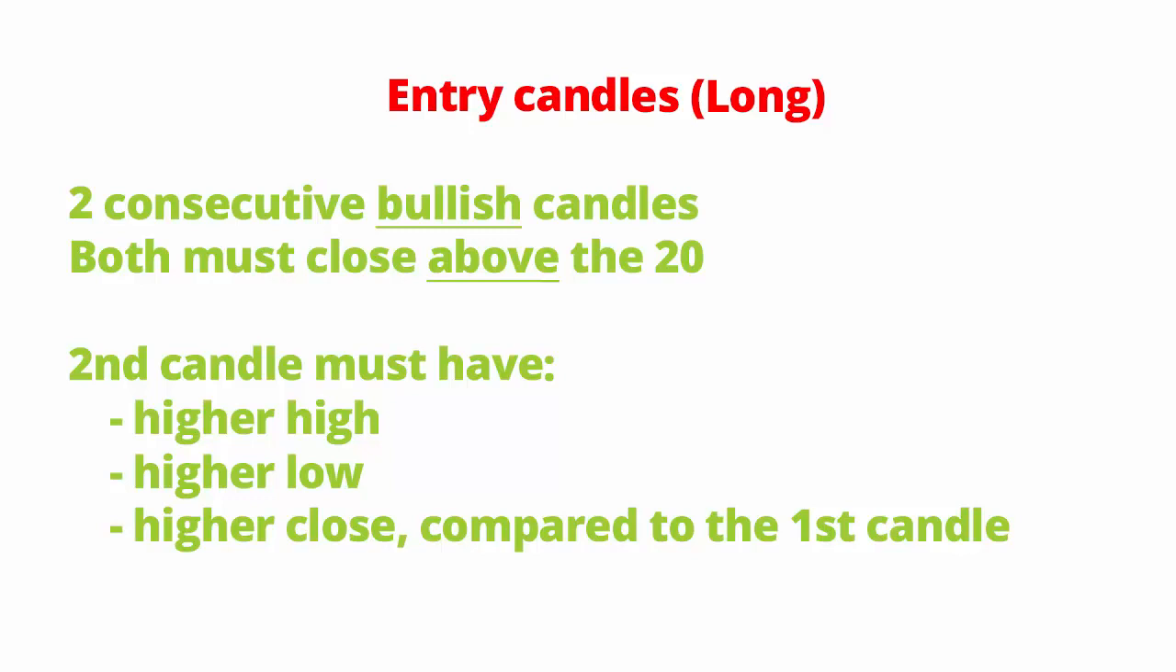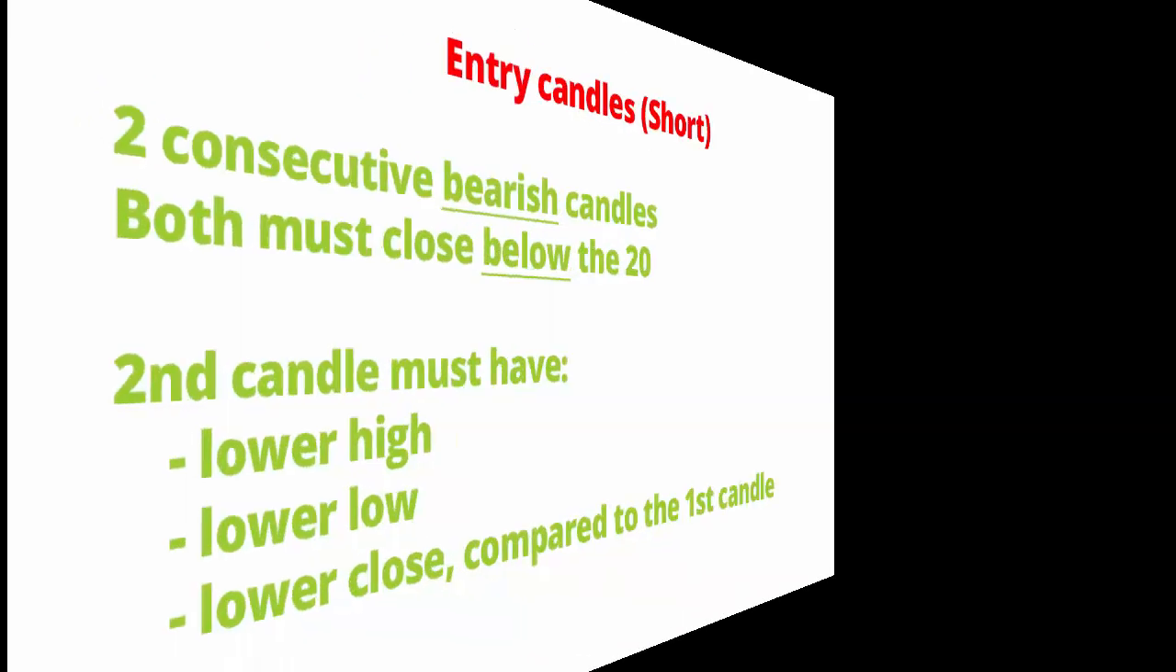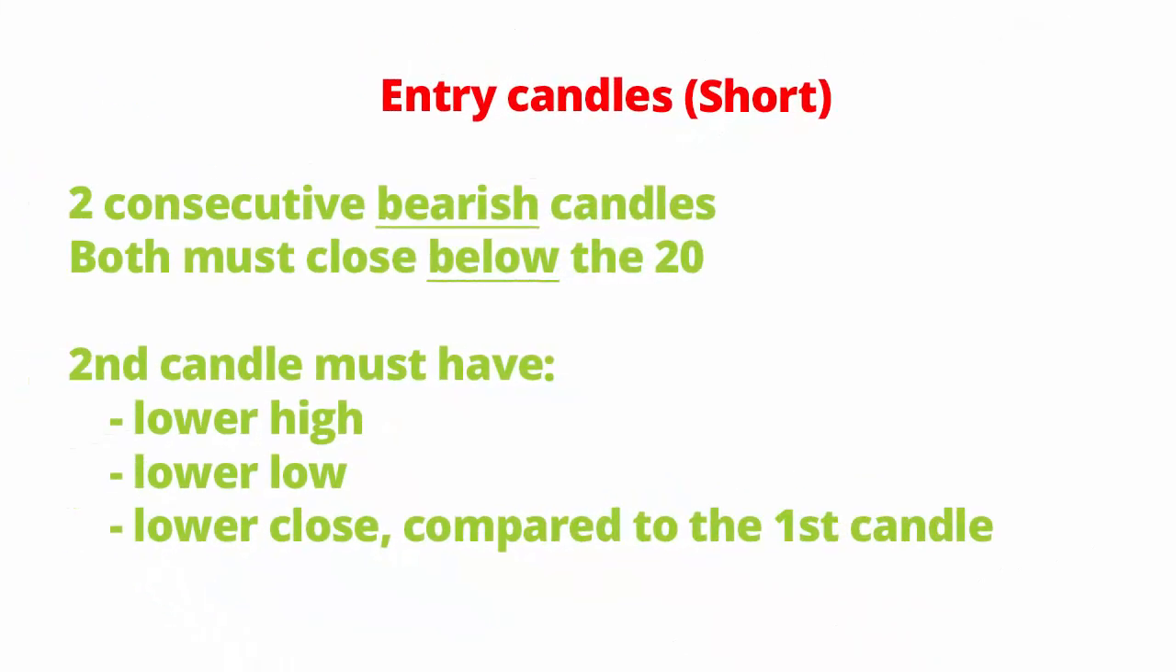For this, I define a strong move up as 2 consecutive bullish candles, each closing above the 20 simple moving average, and the second candle has a higher high, higher low, and higher close compared to the first candle. Similarly, a strong down move is 2 consecutive bearish candles, each closing below the 20 simple moving average, and the second candle has a lower high, lower low, and lower close when compared against the first candle.